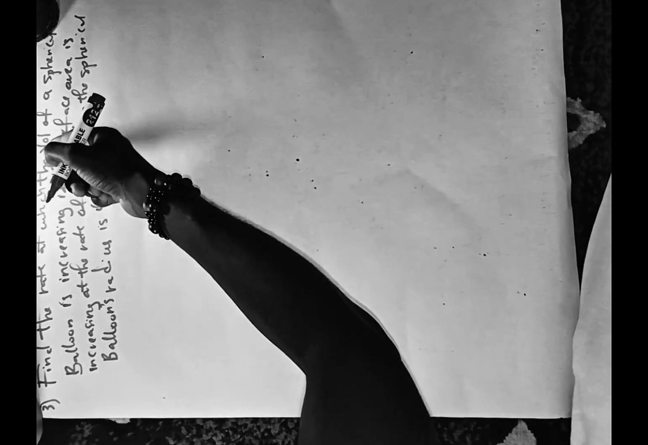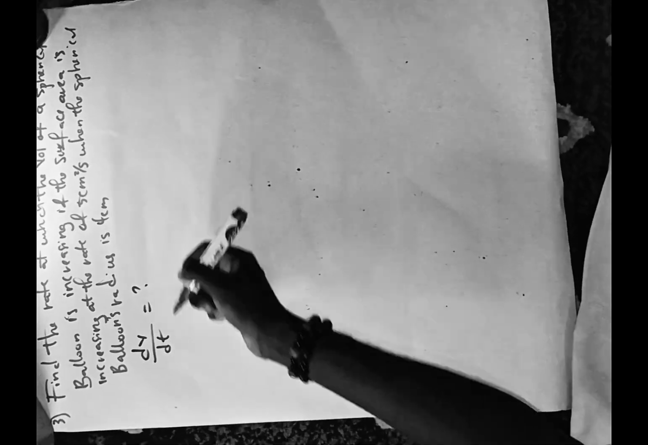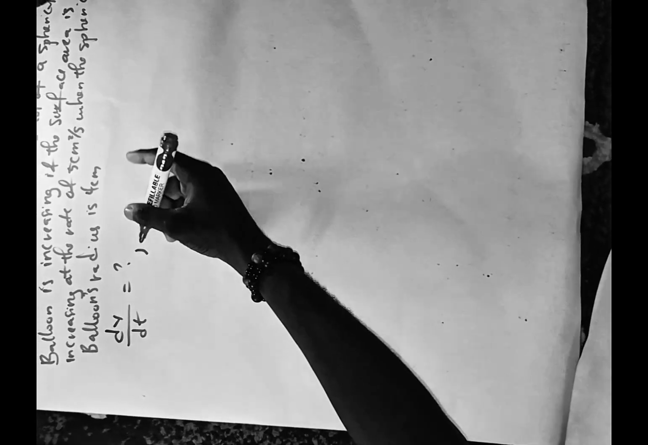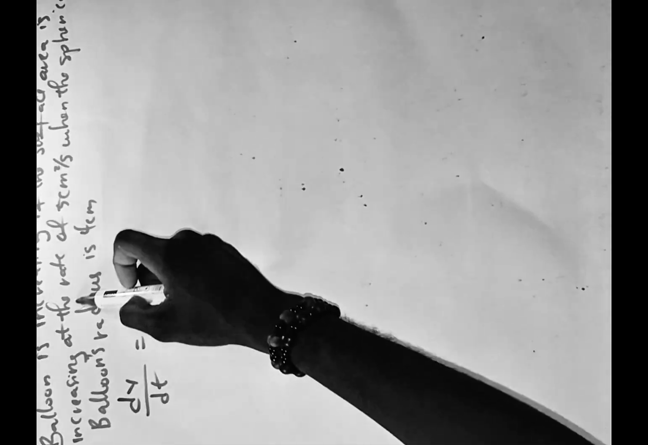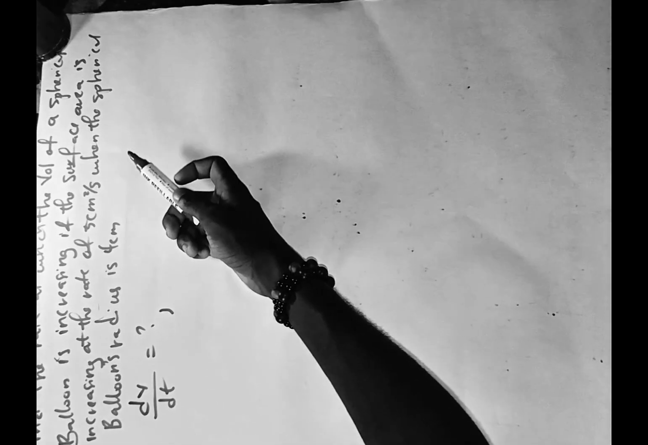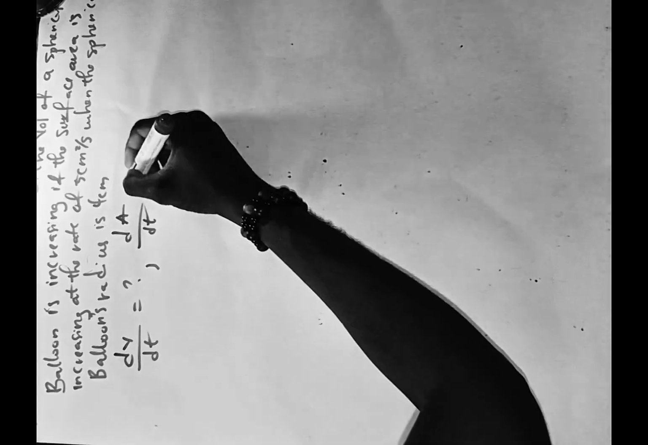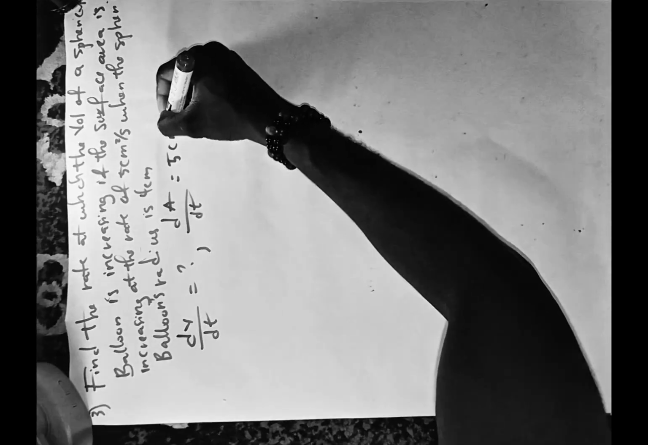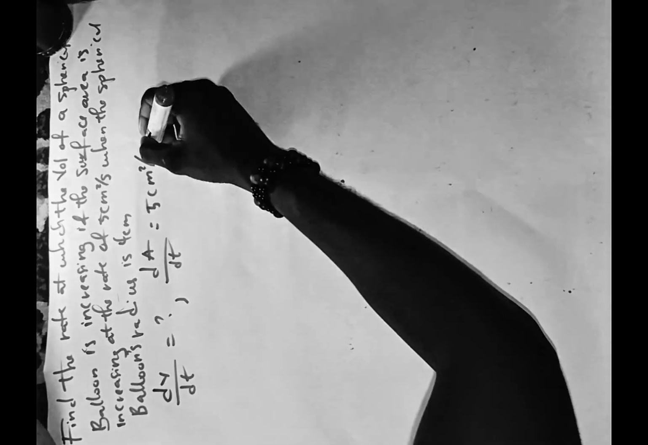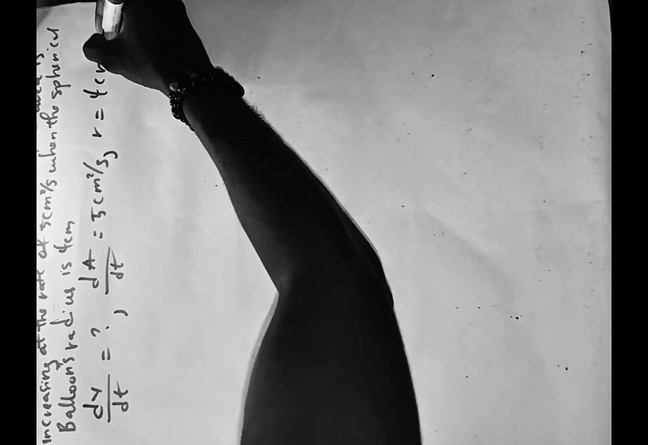So let's write out the information we have. We know we are looking for dv by dt, right? The rate of change of the volume of the spherical balloon. So dv by dt is unknown. And we know the surface area is increasing at the rate of 5 centimeters squared per second. So we have our dA by dt, that's the change in area with respect to change in time, equal to 5 centimeters squared per second. And they said when the spherical balloon's radius is 4 centimeters, so our r is equal to 4 centimeters.